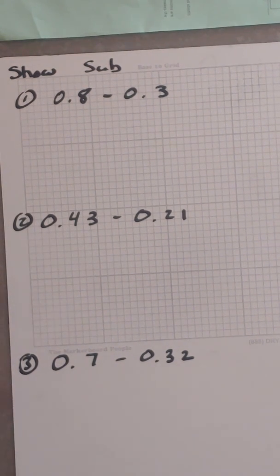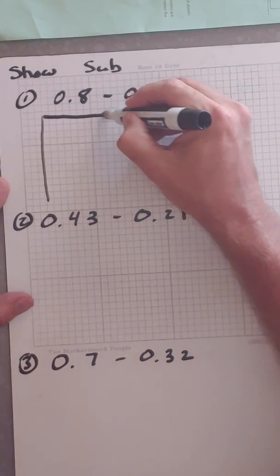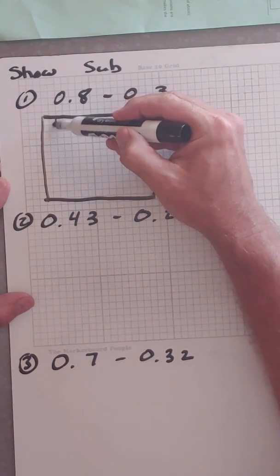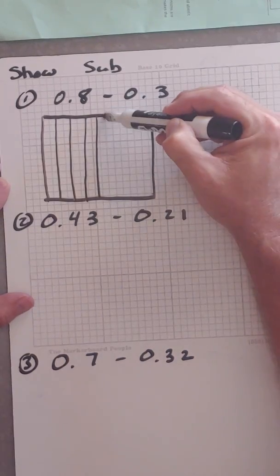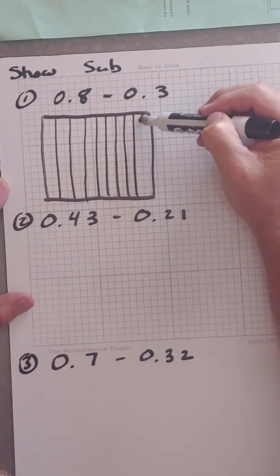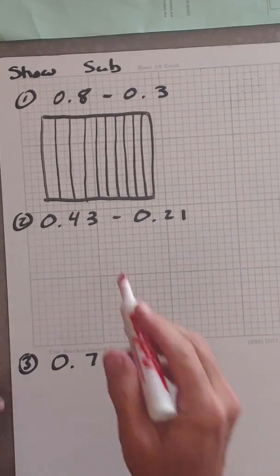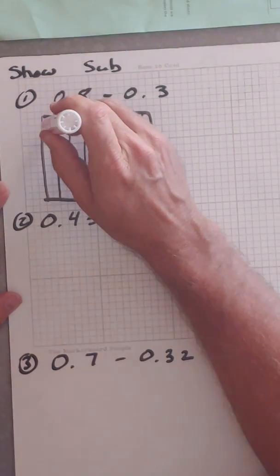Okay. So for subtraction, what I'm going to start with, probably what you could guess, is a box. So here's the box that I start with, just like before. And because I'm dealing with tenths, I'm going to break it up into tenths. So 1, 2, 3, 4, 5, 6, 7, 8, 9, and 10. And what this tells me is that right now I have 0.8 or 8 tenths. So I'm going to go ahead and color in 8 tenths.